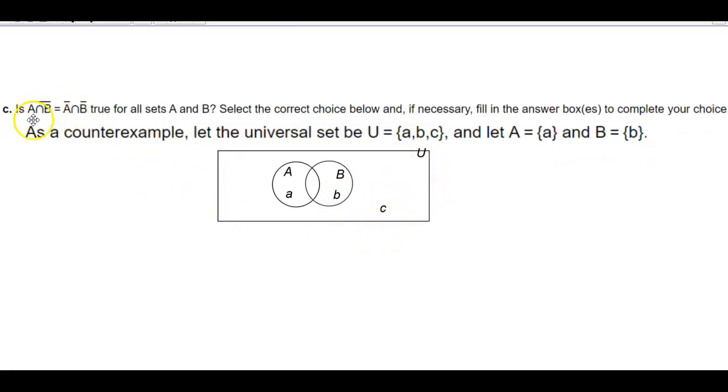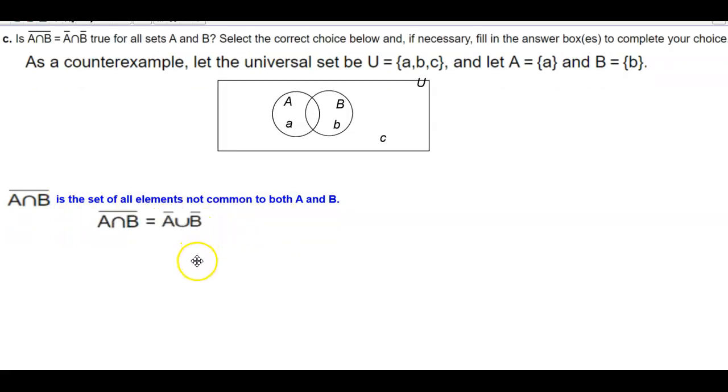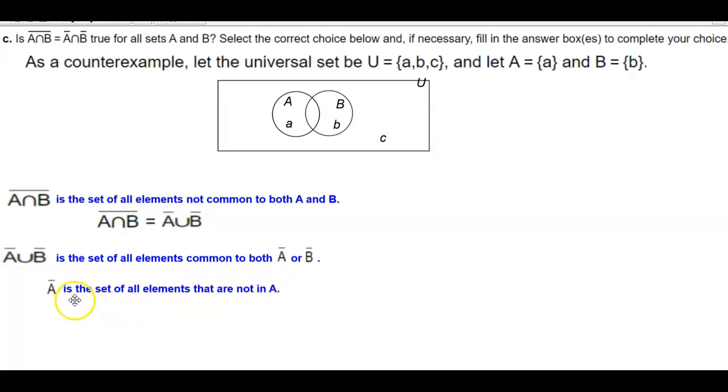The first thing is we want to define the complement of A intersection B. First and foremost, this is the set of all elements that are not common to both A and B. This also means we can define this as all the elements that are not in A union the elements that are not in B. So we can define this as the set of all elements in the complement of A or the complement of B. Now we need to find the complement of A. The complement of A is the set of all elements that are not in A, so all the elements that are not in A are b and c.